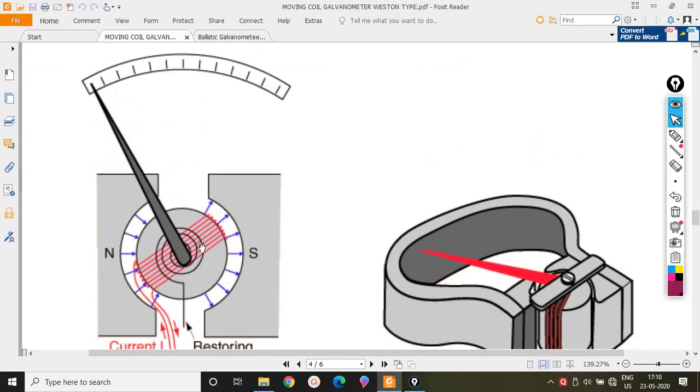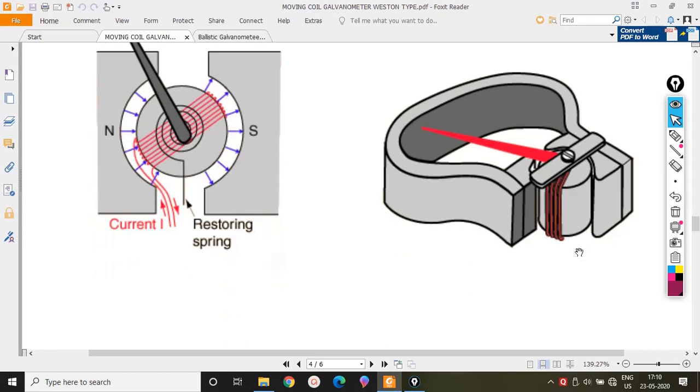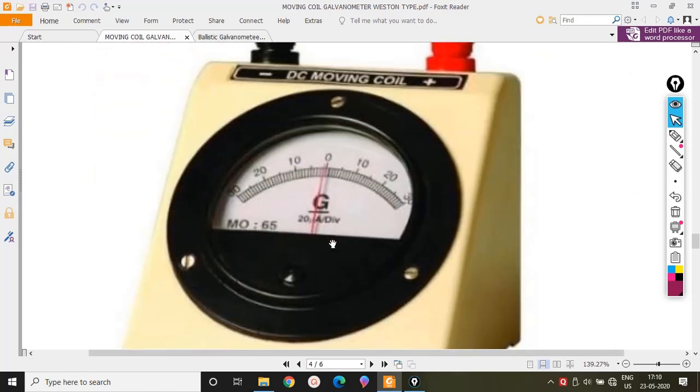Here in this diagram you will see the current direction is shown and the current return direction is also there. Here the spring is also shown, and you will see how the winding is and how the pointer is connected to that hair spring arrangement. And this is your galvanometer which you see in your laboratory.